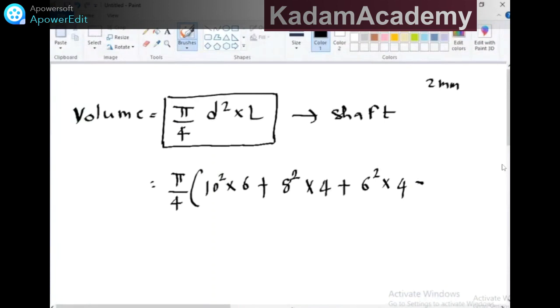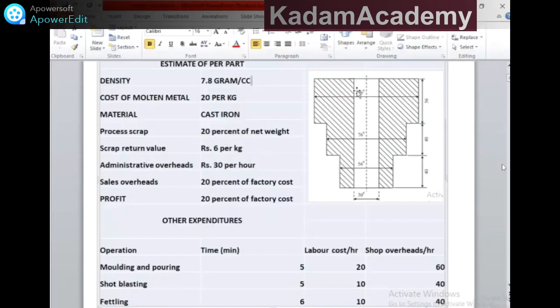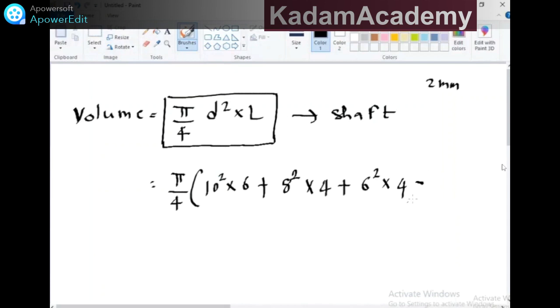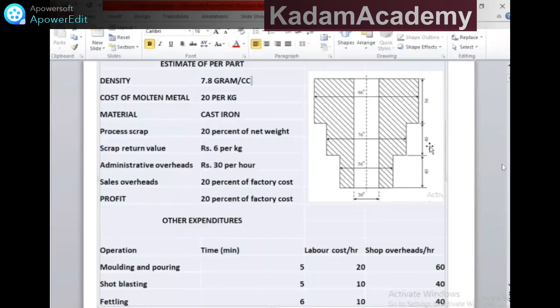Okay. Minus. As on the screen, you can see there is a pilot hole already in this component. So again, taking 2 mm clearance. Okay. So we will say that the hole is 26. So it will become 2.6 square into total length is 14. So total length is 14. 40 plus 60. So that will become 140.